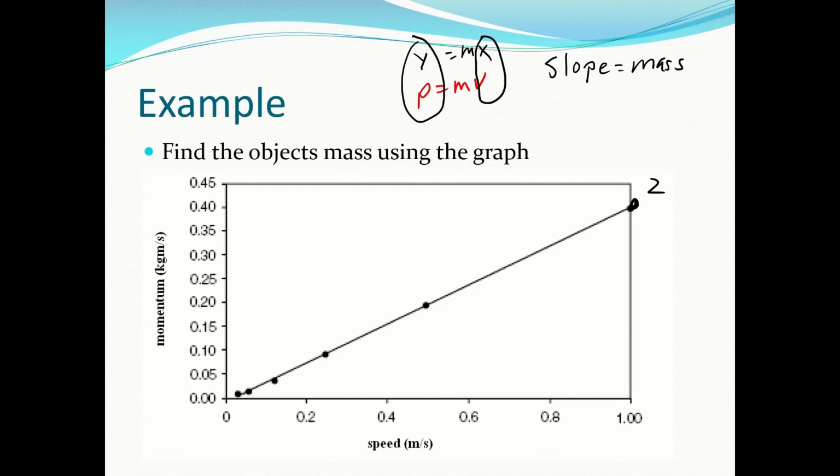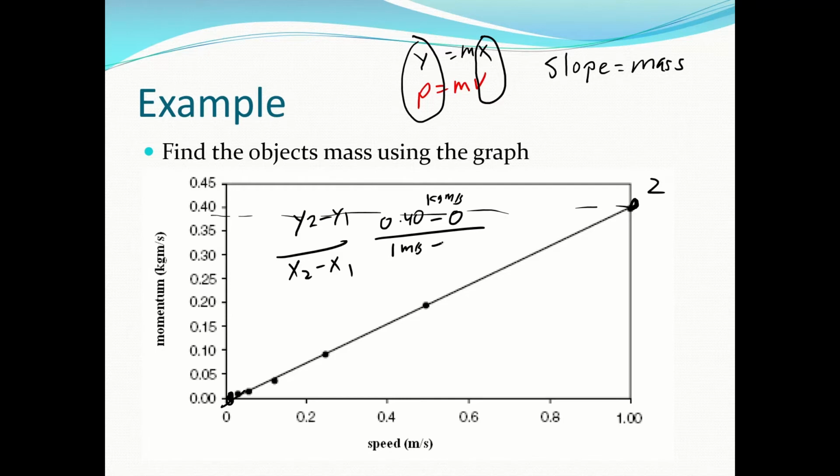So I'll use this as 0.2. This is a terrible graph. We'll say that this is basically 0, 0. So again, y2 minus y1 over x2 minus x1. y2 looks to be about, I don't know if my line's crooked, about 0.40 minus 0. And 0.40 is in kilograms meters per second. And then 1 meters per second minus 0. So it's just 0.4 divided by 1.